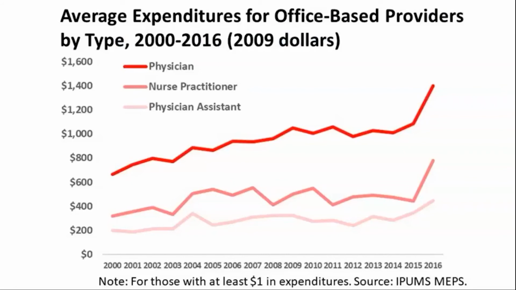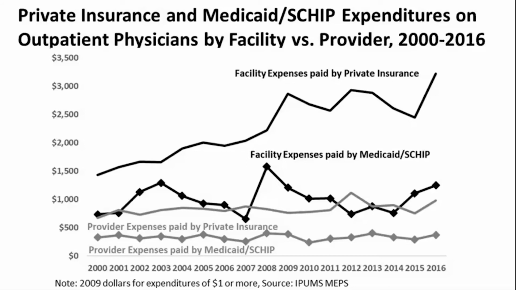In this graph, we visualize the trends in the average healthcare expenditures from all payment sources between 2000 to 2016, paid to office-based physicians, nurse practitioners, and physician's assistants, respectively. And in this example, we highlight the ability to combine information about the type of provider, outpatient physicians, with information about who is paying for healthcare expenditures and the amount of the payment that went to the facility versus the provider.